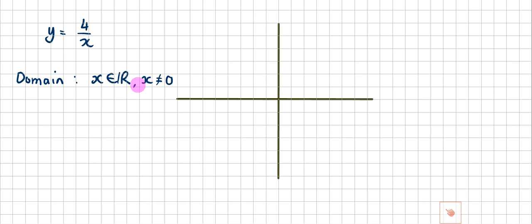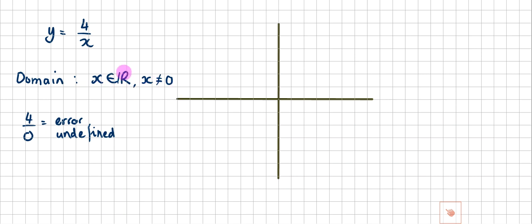Fancy R, so you know it's not just an R, it's the set of real numbers. Do you all know why that is true? No? Well, if I try and put 0 into here, what do you get? 4 divided by 0. If you put it into a graphical calculator, you will get an error or undefined, because you can't divide by 0. So therefore, that's why x can't be 0.